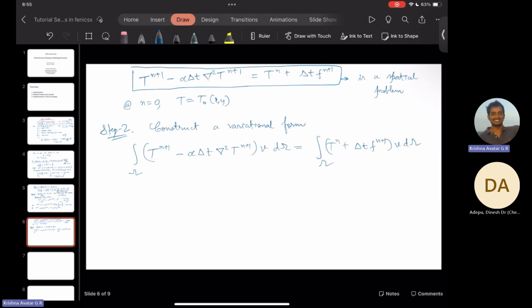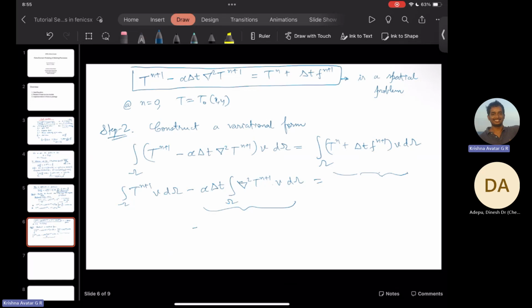Now on the left hand side, let's keep one term as it is: T n plus 1 times V d omega. And this term, alpha delta t, can be taken out of the integral, and then we have Laplacian of T n plus 1 times V d omega. The right hand side, let's keep as it is. This is the term which we are going to decompose further. We'll do integration by parts. So let's write the final result.